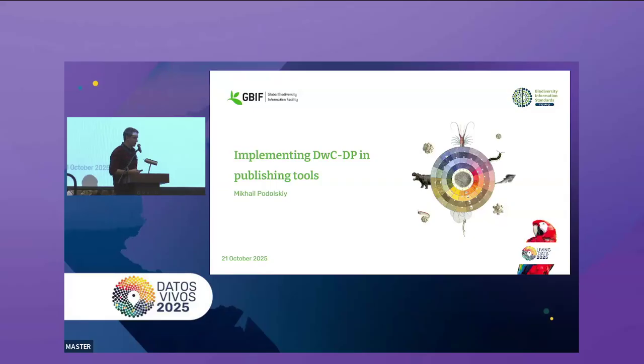IPT was mentioned multiple times today, and it's basically a publishing tool. It's a formatting and sharing tool to GBIF and OBIS. Today I'm going to talk about implementing Darwin Core Data Package in IPT, and what challenges we had along the way and ideas we had for it. So let's get started.